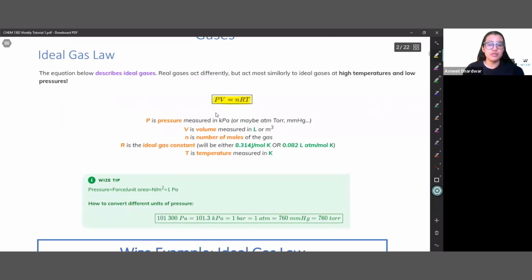Okay, so back to gases, we have the ideal gas law equation here. The P is pressure. We can use different units of pressure in this equation, but it's most typically going to be in kilopascals or atm. We want to make sure we're paying attention to those units, because the units that we use for pressure determine the value that we want to use for R. You'll notice that for R, there are two different values you can use. The 8.314 value is for when the pressure is in kilopascals, and the 0.082 value we'll use if the pressure is in atm.